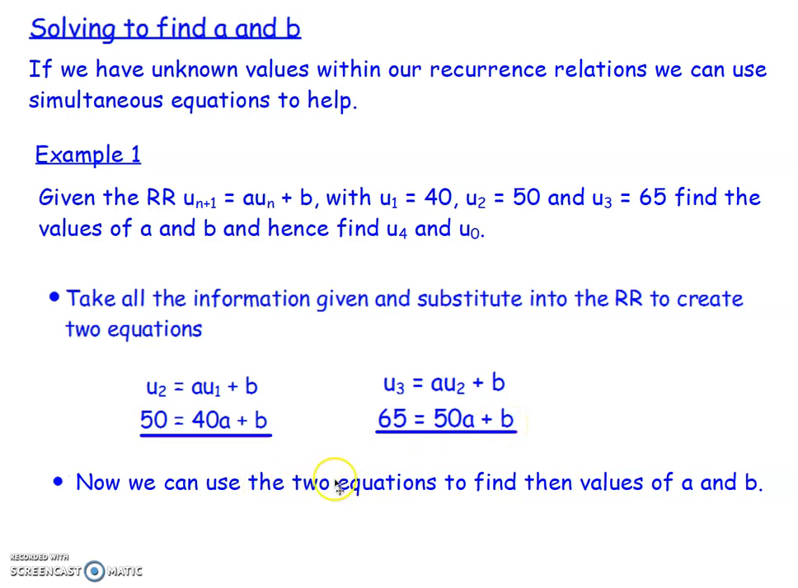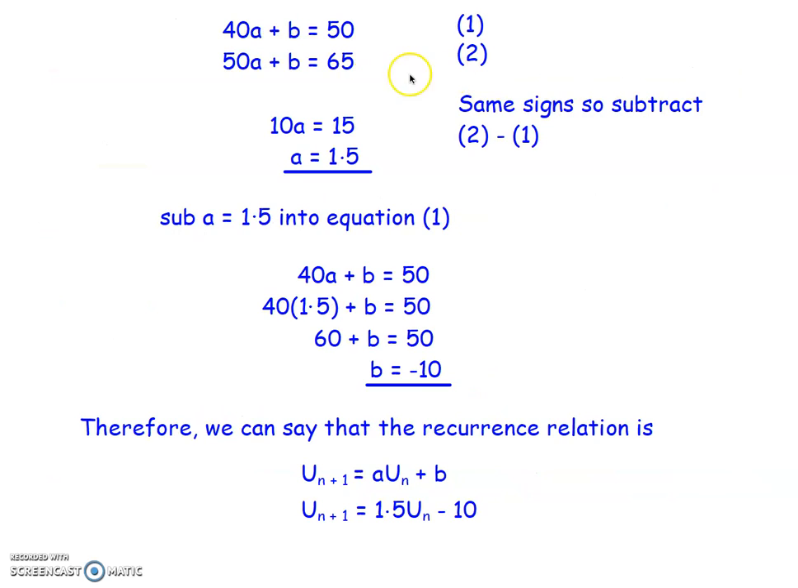Now we can use two equations to find the values of a and b. We've got two simultaneous equations now. So 40a + b = 50 and 50a + b = 65. Now, we want to get rid of one of the letters. We're going to get rid of b in this example. We've got two positives, same signs, so we can subtract. If I do 1 take away 2, I'm going to get a negative, so I can do 2 subtract 1.